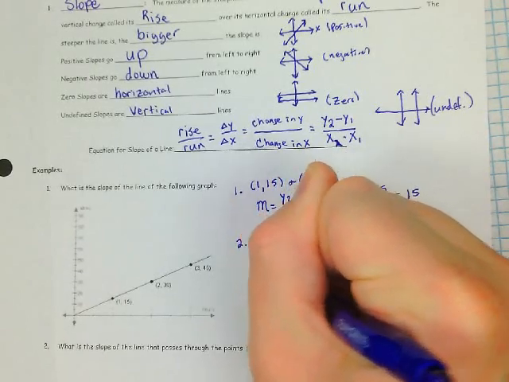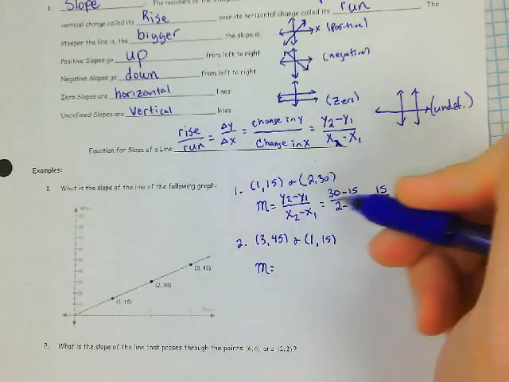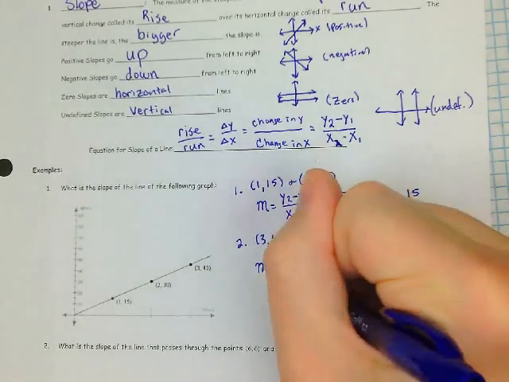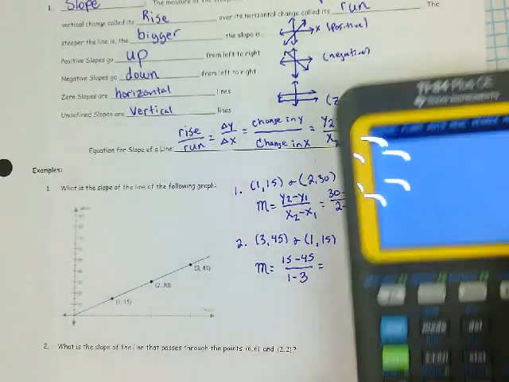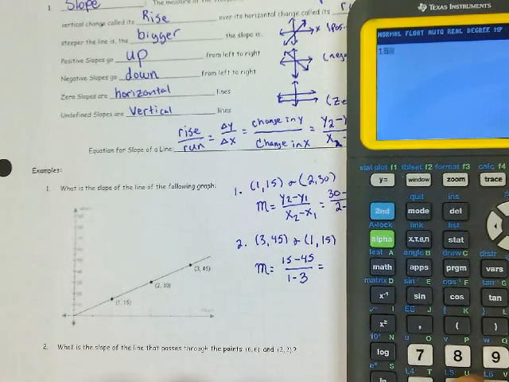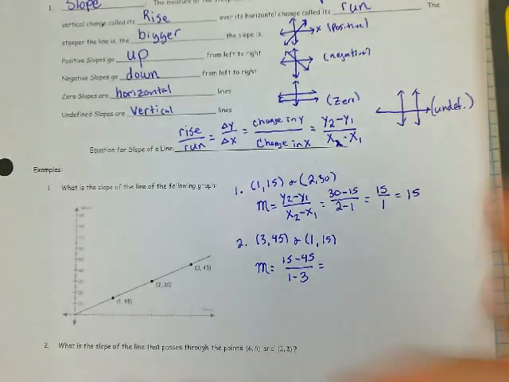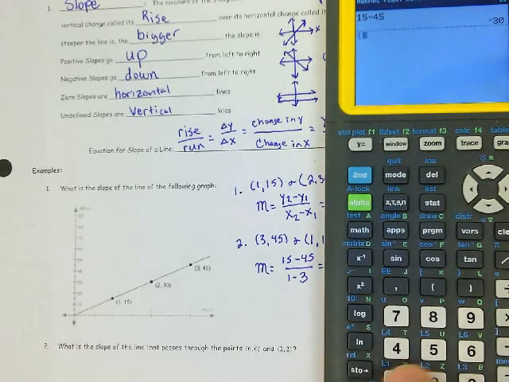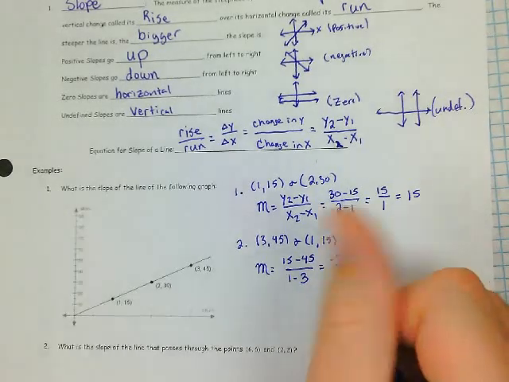We're going to say the slope equals 15 minus 45 over 1 minus 3. So I'm going to do my calculator. 15 minus 45, negative 30. 1 minus 3, negative 2.